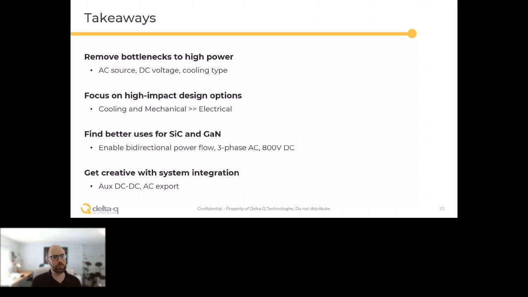And finally, it pays to get creative with system integration, to kind of literally think outside the box, particularly with integrating other converters like aux DC-DC or AC export. And that's what I have. So I think we will turn to Paul.